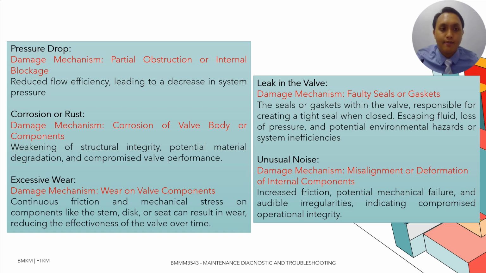Pressure drop. Damage mechanism is partial obstruction or internal blockage. Reduced flow efficiency leading to a decrease in system pressure. Corrosion or rust. Damage mechanism: corrosion of the valve body or component. Potential material degradation and compromised valve performance. That is the effect. And lastly is excessive wear.